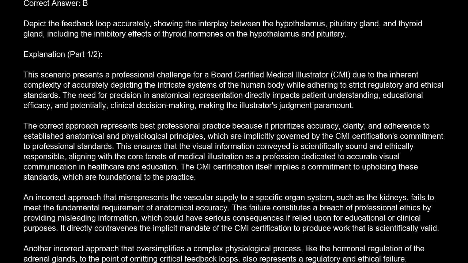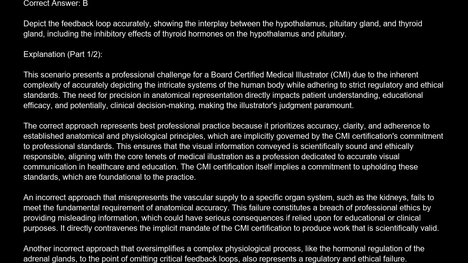The correct answer is B. Depict the feedback loop accurately, showing the interplay between the hypothalamus, pituitary gland, and thyroid gland, including the inhibitory effects of thyroid hormones on the hypothalamus and pituitary.